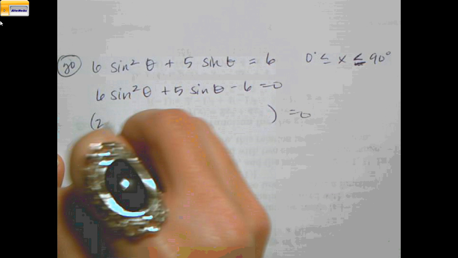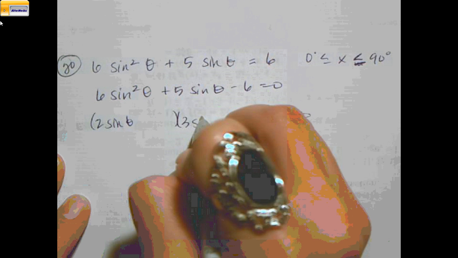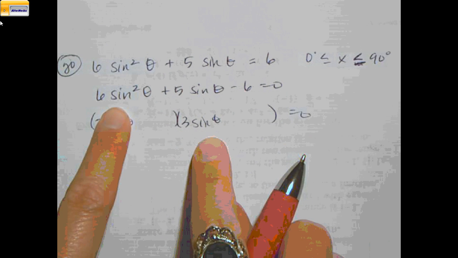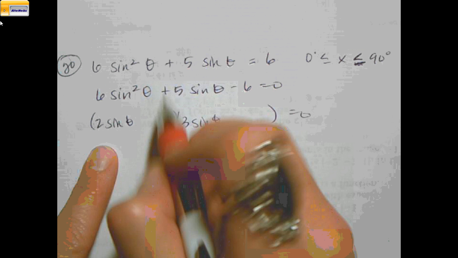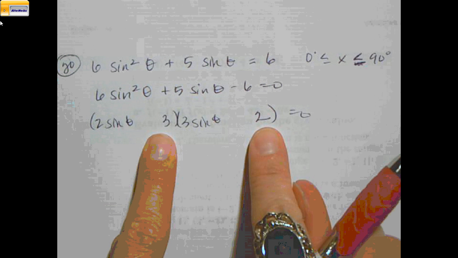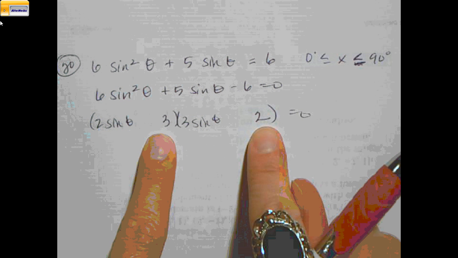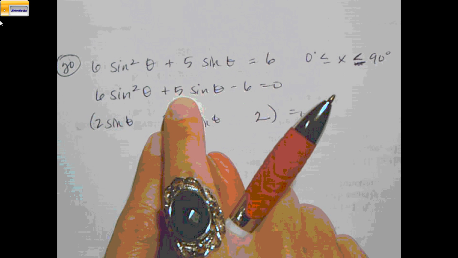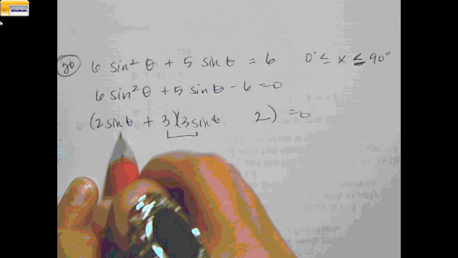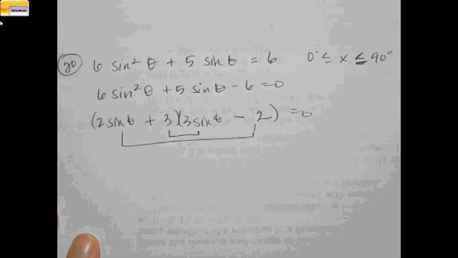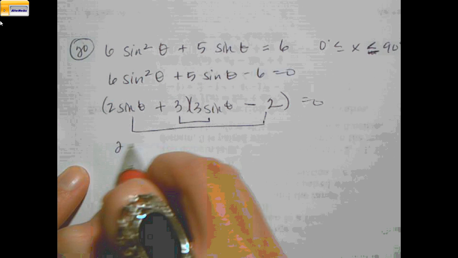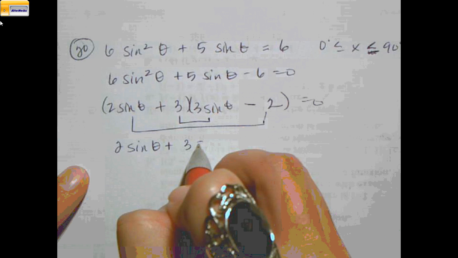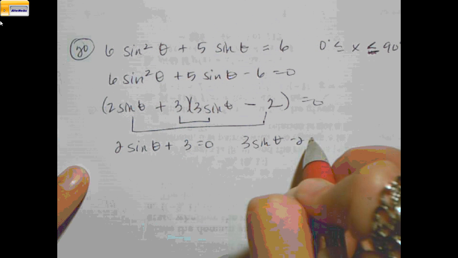So I'm going to use 2 sine theta and 3 sine theta for the front, because that's going to give me 6 sine squared theta. On the back end, if I put a 3 here and a 2 here, 3 times 2 is 6. I need different signs, and I need a positive 5 in the middle. So positive 9 sine minus 4 sine is 5 sine. That's just factoring. Break them apart, and I have 2 sine theta plus 3 equals 0, and 3 sine theta minus 2 equals 0.